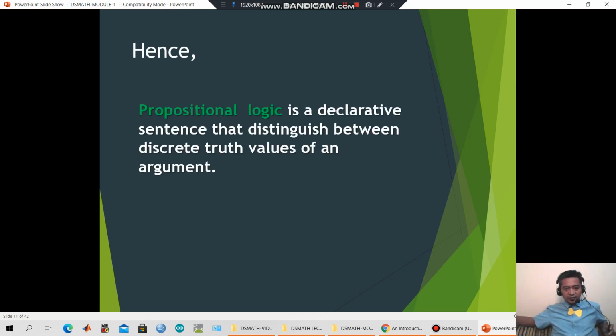Hence, na-define natin ang logic, kailangan discrete ang sagot. Tapos yung propositional is either can be answered either yes or no, or true or false, but cannot be both. Then, here's the definition of our propositional logic. It is a declarative sentence that distinguishes between the discrete values of an argument. Yeah, so it's very much clear na ngayon ang propositional logic definition natin.